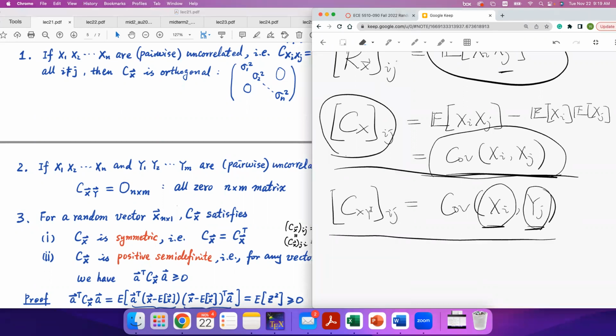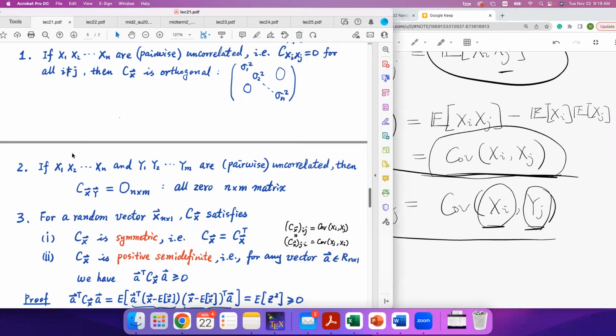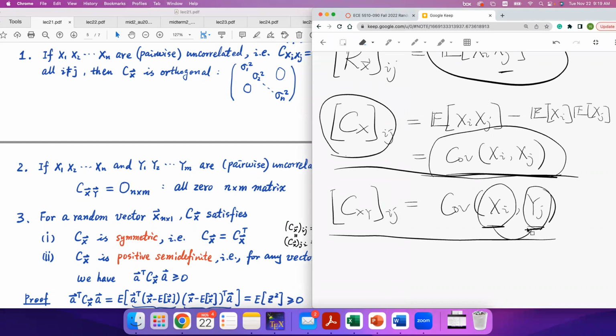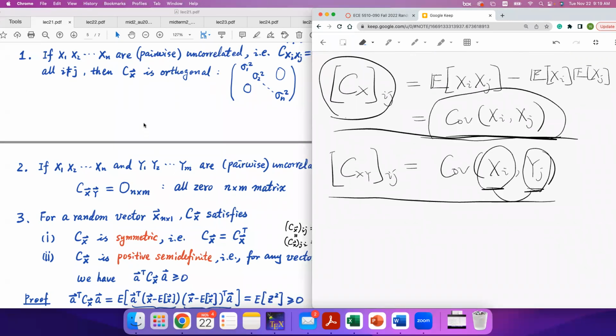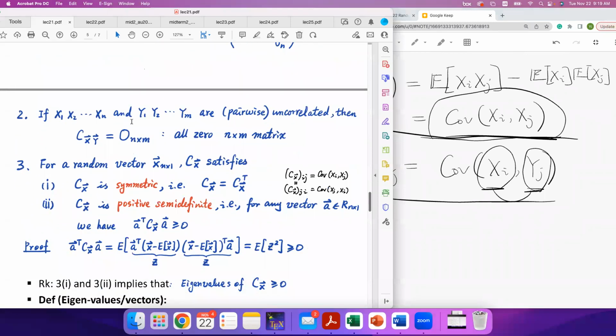The covariance matrix between x and y, these two vectors, is given by, so the ij's coordinate is given by the covariance between xi and yj. But now they are pairwise uncorrelated, meaning that every such pair has zero covariance. So this is a zero matrix.